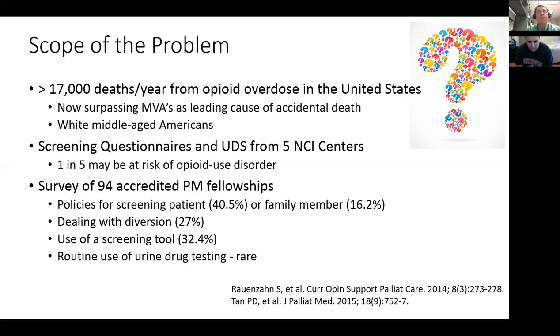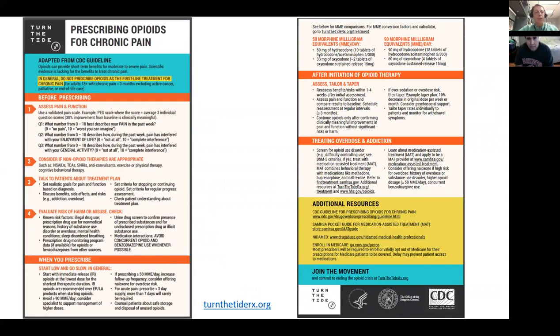So I'm sure that you're all fairly familiar now with the CDC's guidelines on the use of opioids for chronic pain. This is sort of a distillation of those guidelines that the Surgeon General has put forth on his site, turnthetiderx.org.